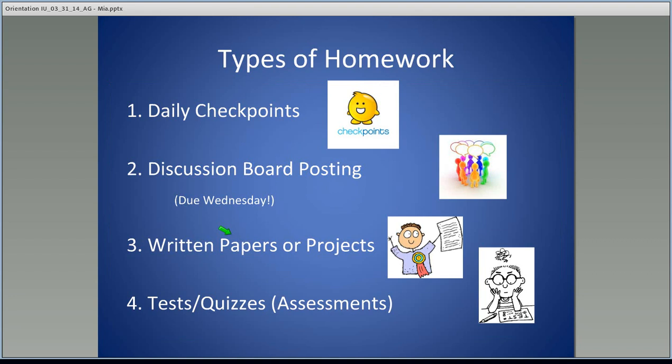Now, you're going to have four main types of homework. First are the daily checkpoints. You need to complete one every single day. Second, the discussion board posting. One of these is due on Wednesday, by the way. We'll talk about that in a moment.